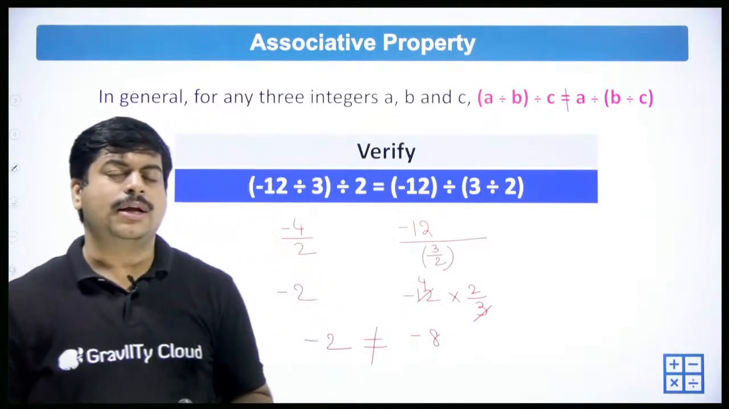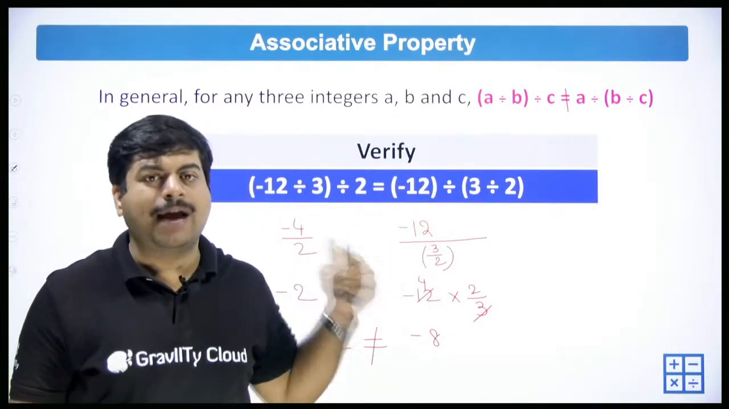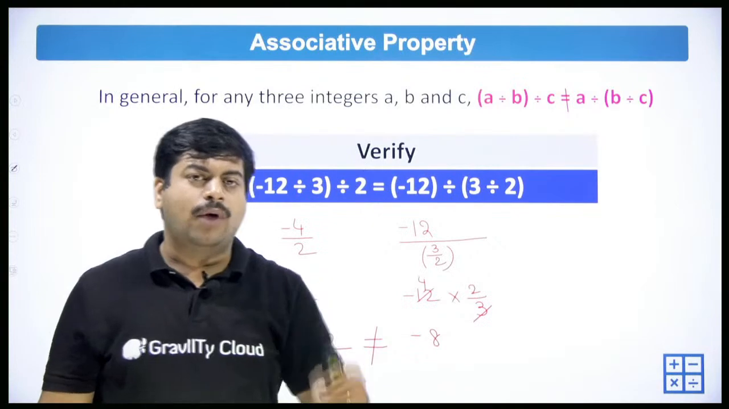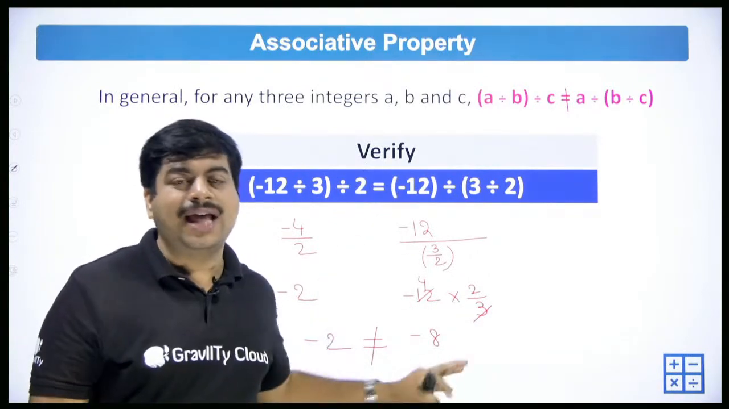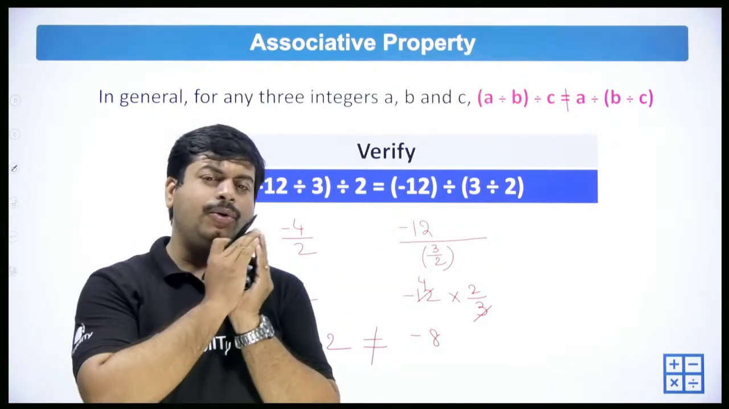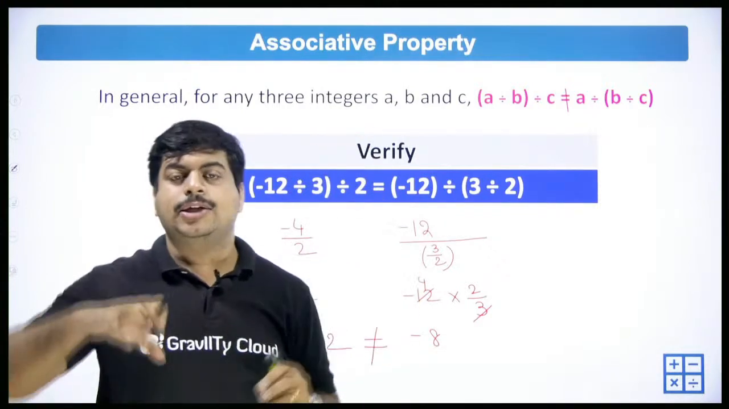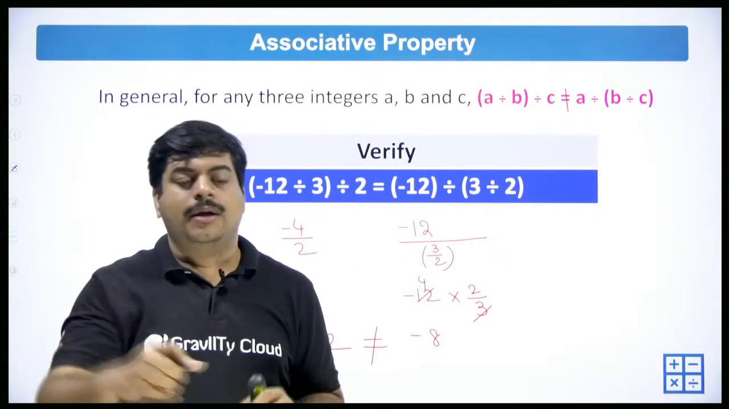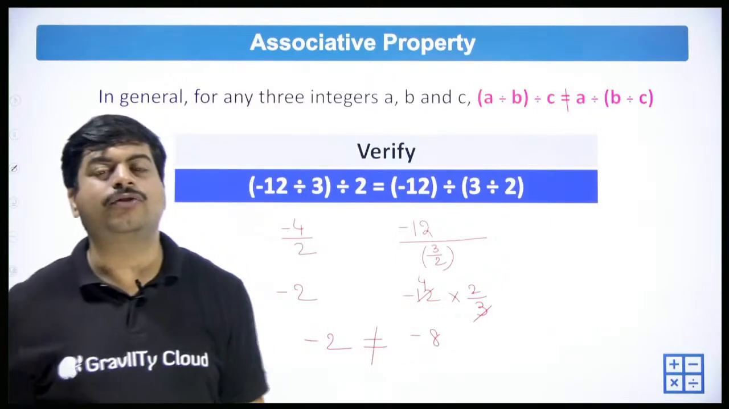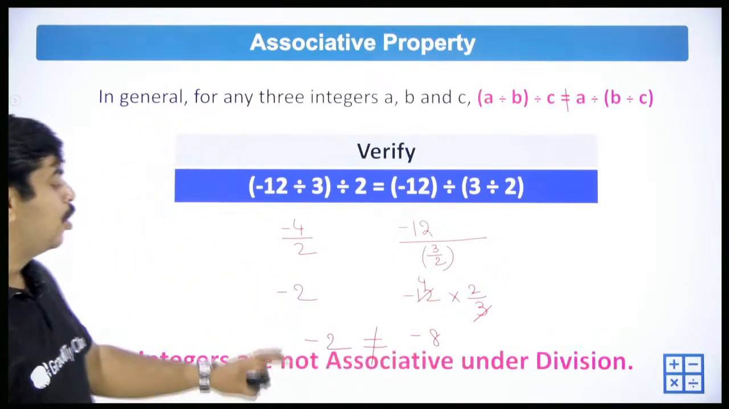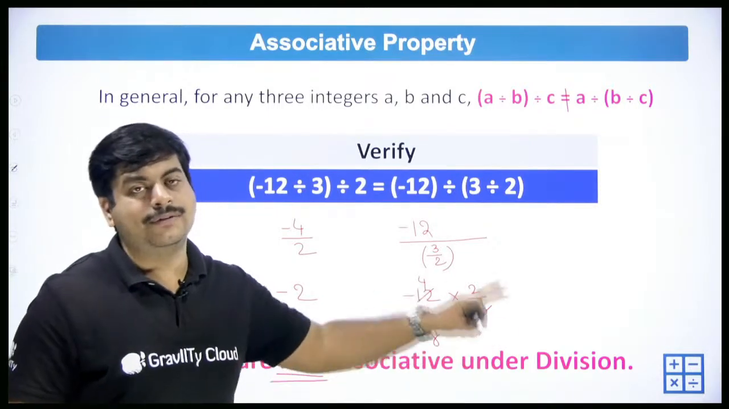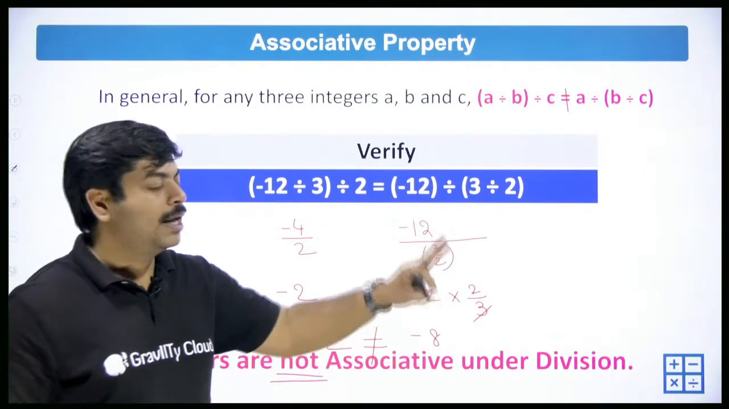And you may ask me one question. Sir, you took some values and it's not satisfied, but I will take other values A, B, C such that this is valid. Okay, you can take, but if for one set of numbers it is not valid, it is not valid throughout. If it is true, it should be true for every case. It should not be true only for specific cases. But here you can see that it is not valid. So it is enough to give the statement that it is not associative. Integers are not associative under division, right?